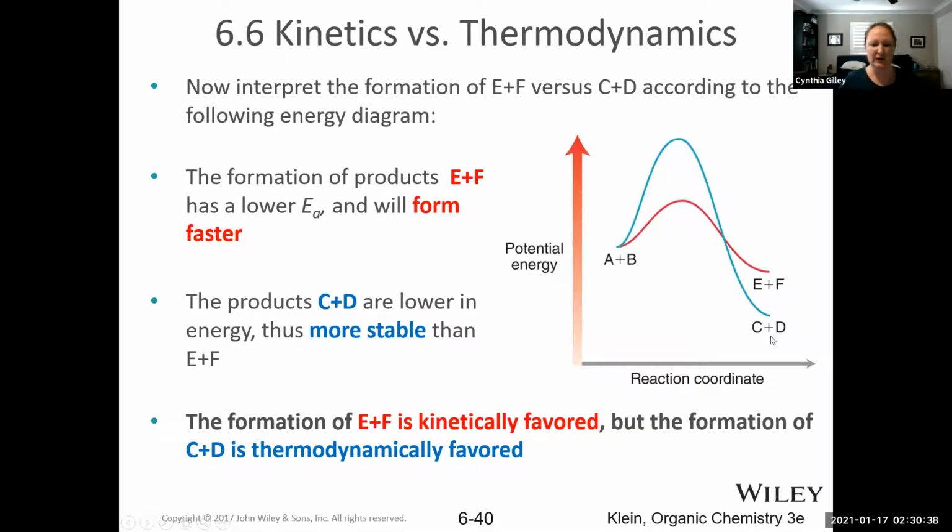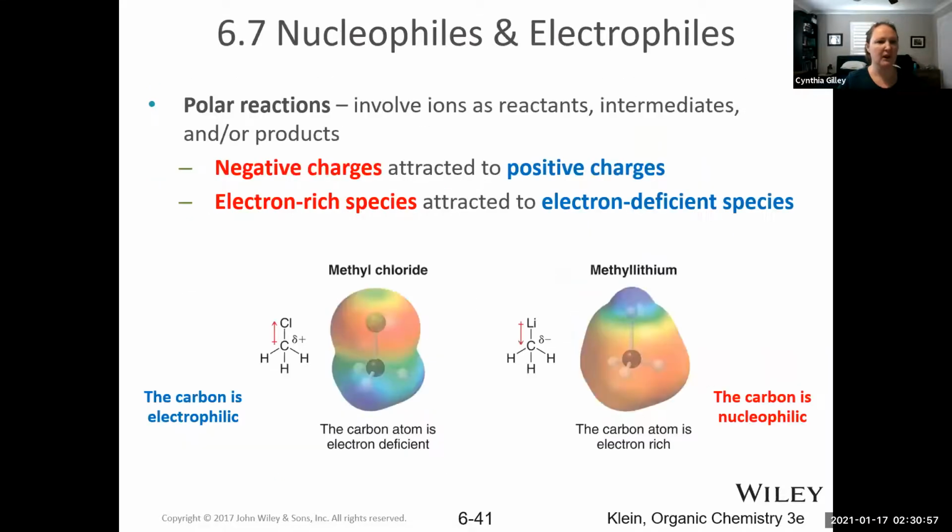So temperature can affect product distribution when there's multiple products that can be formed, if there is a set of product or products that is favored kinetically and different products that are favored thermodynamically. And again, that's an important topic, but we will continue to discuss it as we go through organic chemistry too.